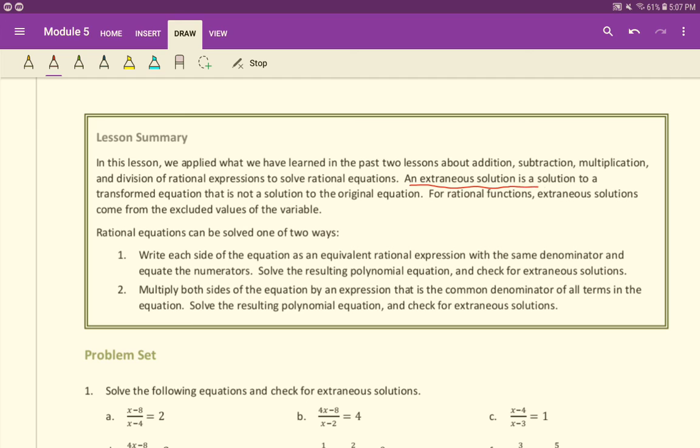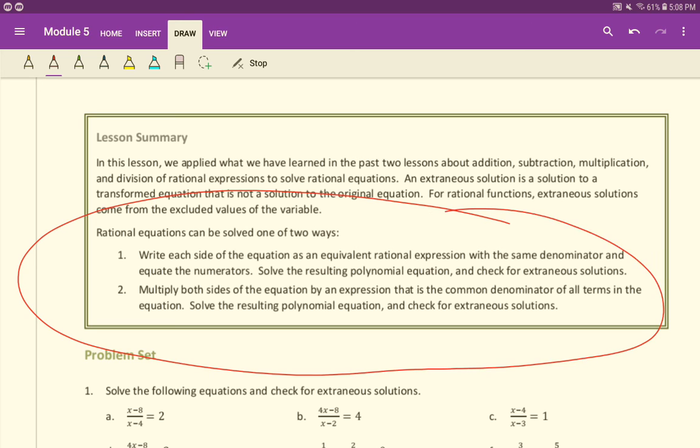An extraneous solution is a solution to a transformed equation that is not a solution to the original equation. Right? It's an answer that you get, but if you plug it back into the original equation, it does not make the equation true. It makes it undefined or something like that. For rational functions, extraneous solutions come from the excluded values of the variables. We have to exclude those answers. Okay? And so there's your steps you can use to solve those rational equations.